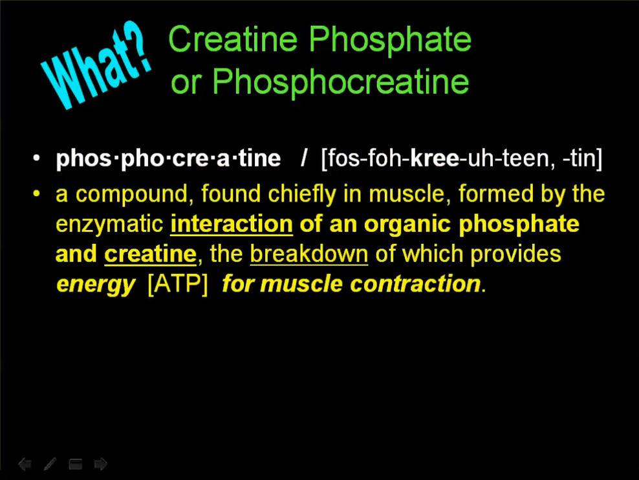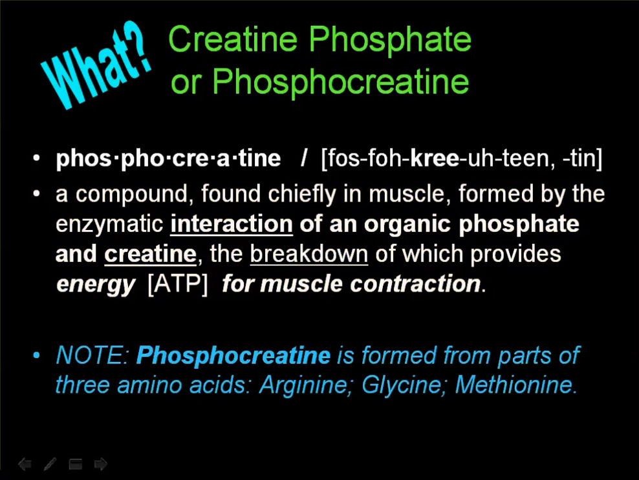This phosphocreatine is a compound found chiefly in the skeletal muscles, formed by the enzymatic interaction of organic phosphate and creatine. And breaking it down, notice, provides the energy to get the muscles to contract. Again, the key is that the compound is what provides the energy for your ATP and thus your muscle contraction. Again, folks, we've said before, it's all about muscle contraction and controlling the intensity and duration of that contraction. Note the phosphocreatine is formed from parts of 3 amino acids. It is important to note, again, that it's formed from amino acids.